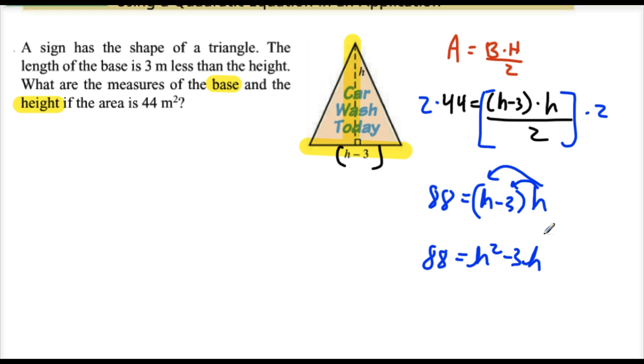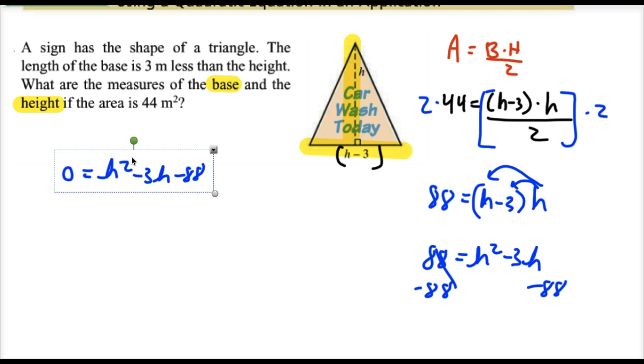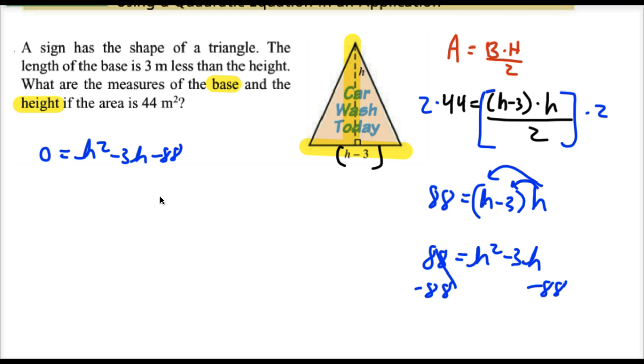Now this is looking just like a quadratic, what we've been doing all along in this section. So I'm going to put this in standard form. I'm going to move this 88 over here and get 0 equals h squared minus 3h minus 88. Great. So the question is, what do we want to do with this now? Well, let's factor this.